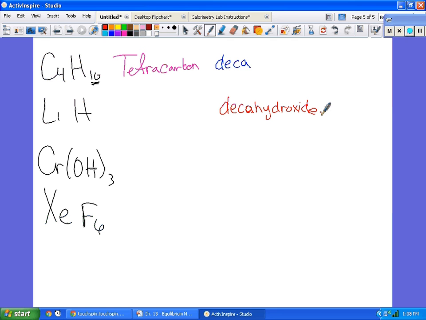So hydrogen is second, but is it by itself? So hydrogen turns into hydride. Very good. So carbon, deca, hydride.